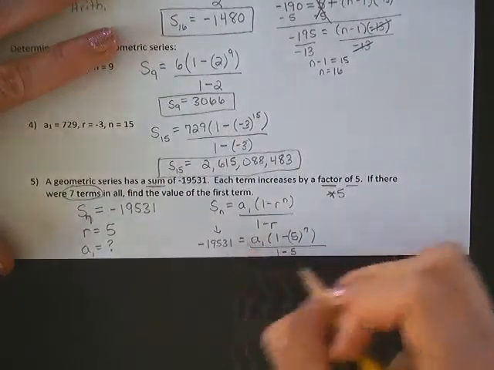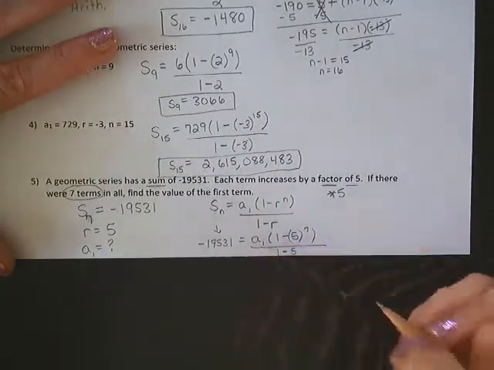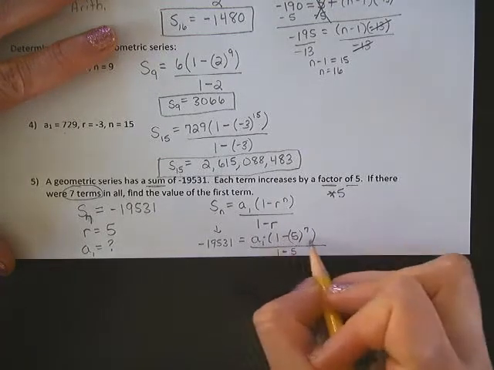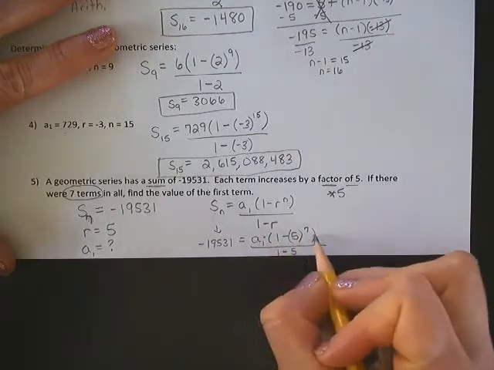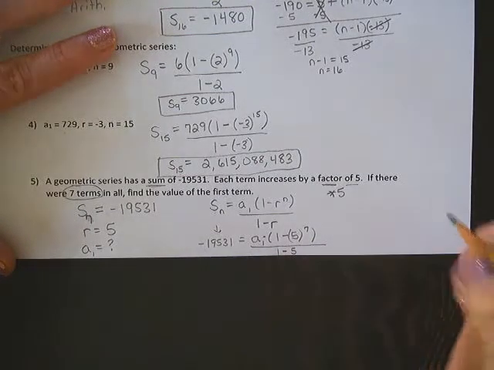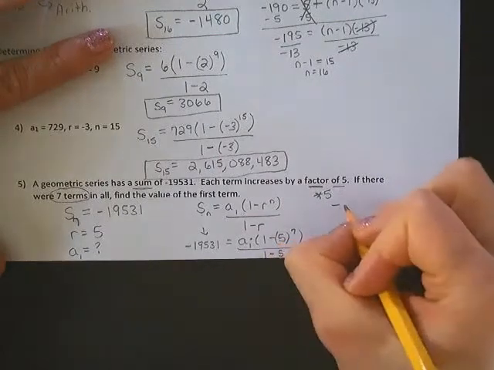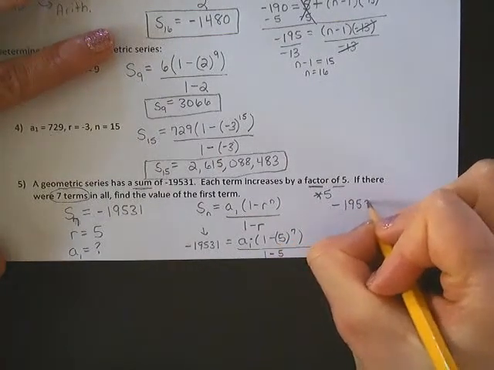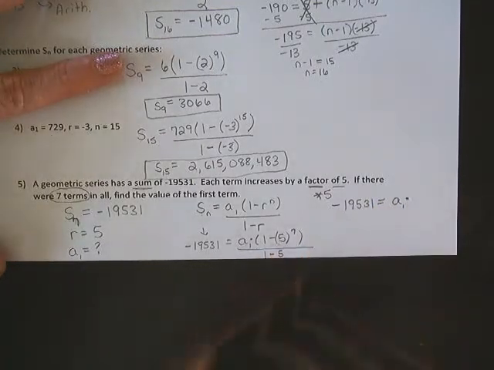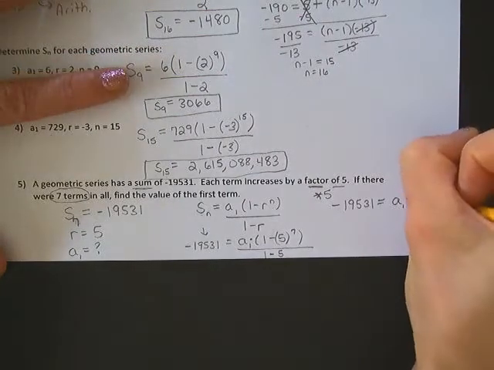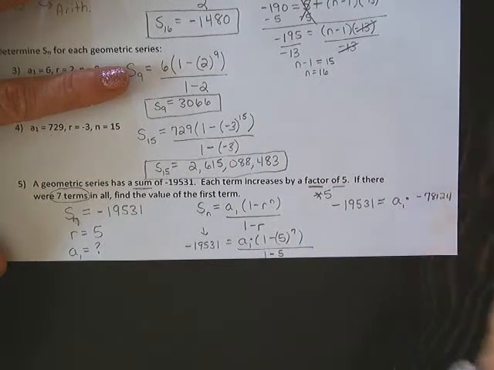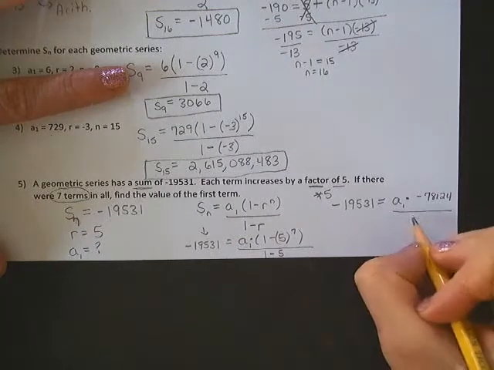So notice I know everything in this equation except for my first term. So all I have to do is solve. The a sub 1 is actually being multiplied times that. So all I have to do is type that in my calculator to figure out what that is. And then I know what this is. 1 minus 5 would be -4. And so I'm going to simplify it a little bit. So when I do that, I'm going to bring my 19,531 over. And then I have a sub 1 times, when I type this in my calculator, I end up getting negative 78,124. And then all of that was over 1 minus 5, which was negative 4.